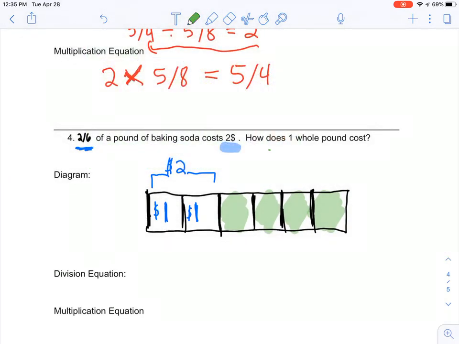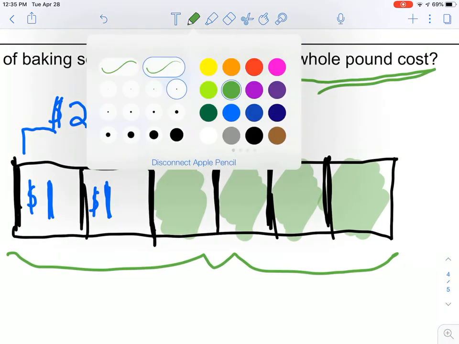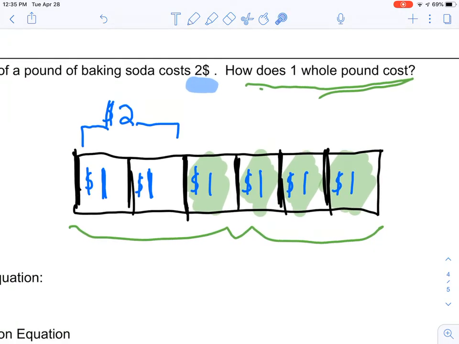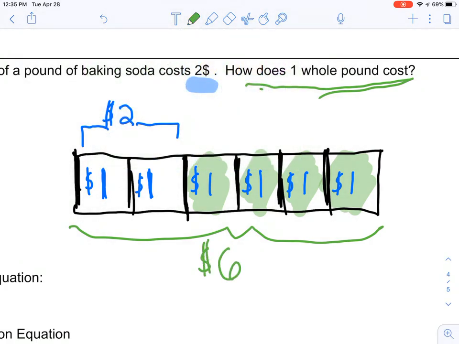Now we need to finish the question. And the question wants to know, how much does 1 whole pound cost? How much will the entire pound cost? Well, remember, each group must be equal. So if I have $1 in each group so far, that means I'm going to have to put $1 more in each of the remaining groups. Okay, so now let's count. 1, 2, 3, 4, 5, $6 altogether. So the final cost will be $6 altogether.